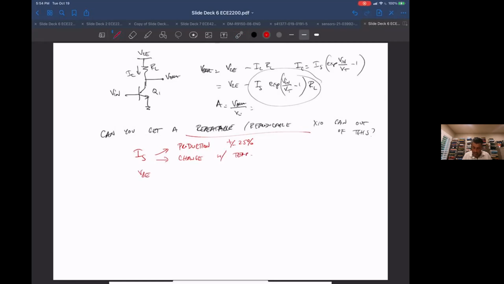VBE is even worse. Sorry, VT, which is sitting in the denominator of your exponential. We keep saying this is 26 millivolts at room temperature. But really, the equation for VT is kT over q, so it's directly proportional to the temperature. So if temperature goes up by 10 degrees, this is going to go up by quite a bit, and it's sitting in the denominator of this exponential. So it's going to really, really screw you up.